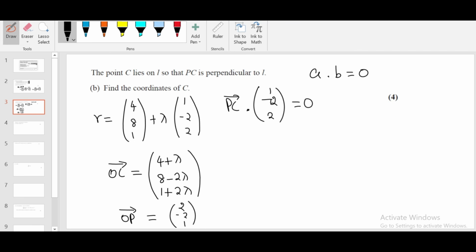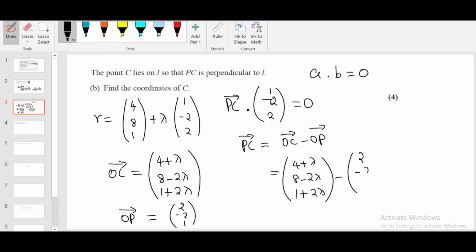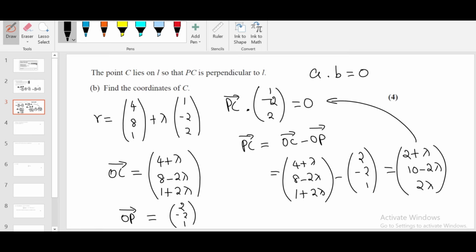So the PC vector is OC minus OP. Probably you can find the PC vector first. OC vector minus OP vector, which is (4 plus lambda, 8 minus 2 lambda, 1 plus 2 lambda) minus (2, -2, 1). So you will get 4 minus 2 is 2, 2 plus lambda; 8 plus 2 is 10, minus 2 lambda; 1 minus 1 cancels, leaving 2 lambda. That's the PC vector. So we are going to sub in the PC vector here.